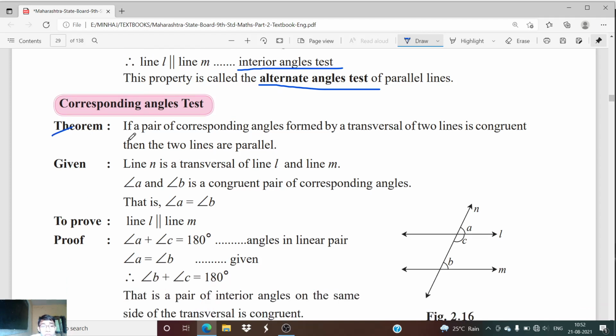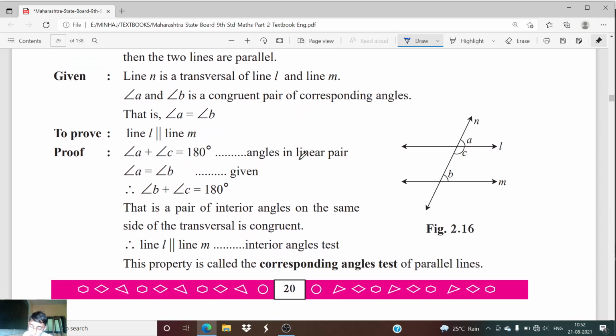Now we will see the corresponding angles test. So what is the theorem? If a pair of corresponding angles formed by a transversal of two lines is congruent, then the two lines are parallel. Again, here it is given that angle A and angle B are a pair of corresponding angles, and the measurements of these two angles are equal. So we have taken down angle A equals angle B. Now what we have to prove is that line L and line M are parallel to each other. So how can we prove this?